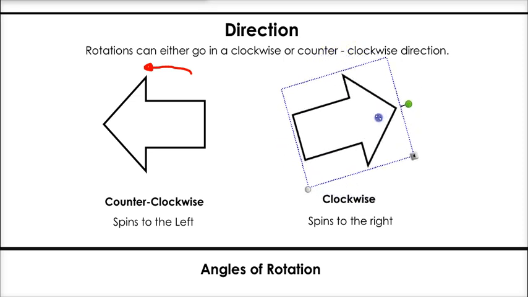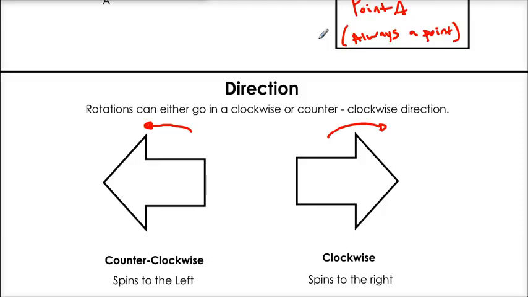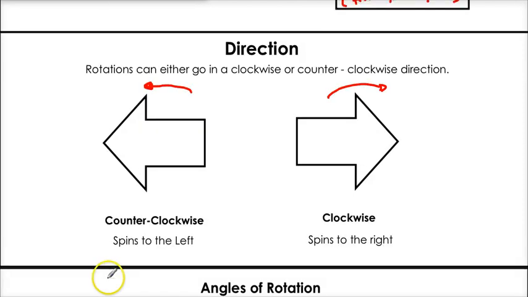It goes to the right. That is a clockwise rotation, the direction that a clock goes in. It's good to know this because if you ever describe a rotation, you're going to need a center of rotation, and you're also going to have to say what direction it's going in. Is it going counterclockwise or clockwise?